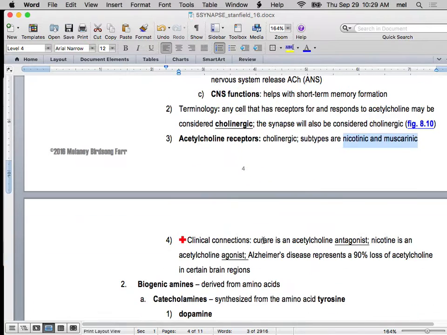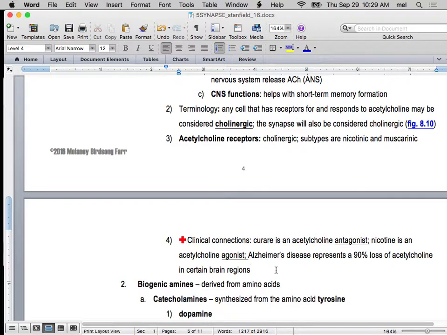Let's talk about clinical connections related to acetylcholine. As we mentioned, since acetylcholine is used in the CNS for short-term memory formation, it probably won't surprise you that it is also related to Alzheimer's. Alzheimer's represents, in its full manifestation, up to a 90% loss of acetylcholine in the short-term memory formation parts of the brain. What we don't completely understand is what's the cause and what's the effect.